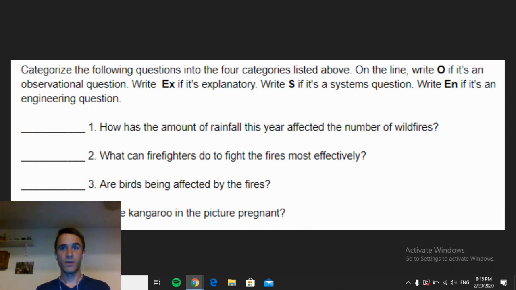So on your sheet, you have a list of 8 questions. I want you to categorize those 8 questions into what type of question they are. So write an O if it's observational, an EX if it's explanatory, an S if it's a systems question, or EN if it's an engineering question. We're going to do the first 4 together. You'll do the second 4 on your own.